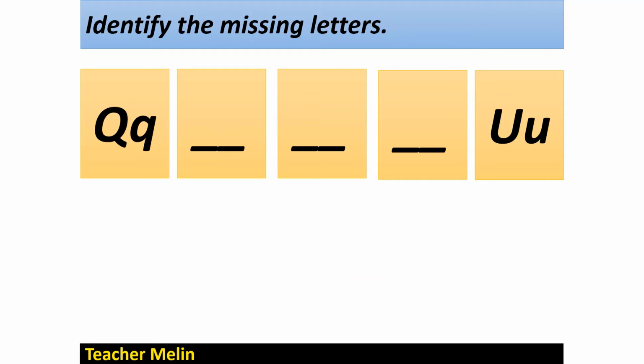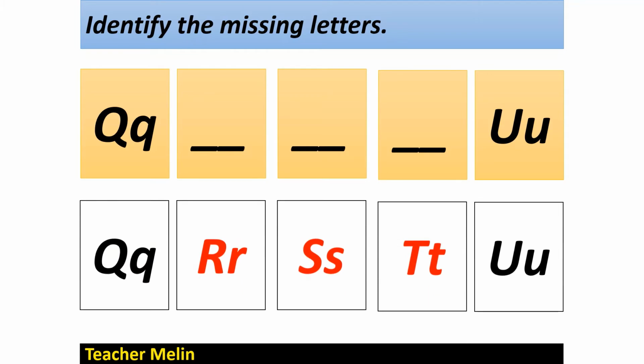How about this? Q, blank, blank, blank, U. What are the missing letters? The missing letters are R, S, and T.